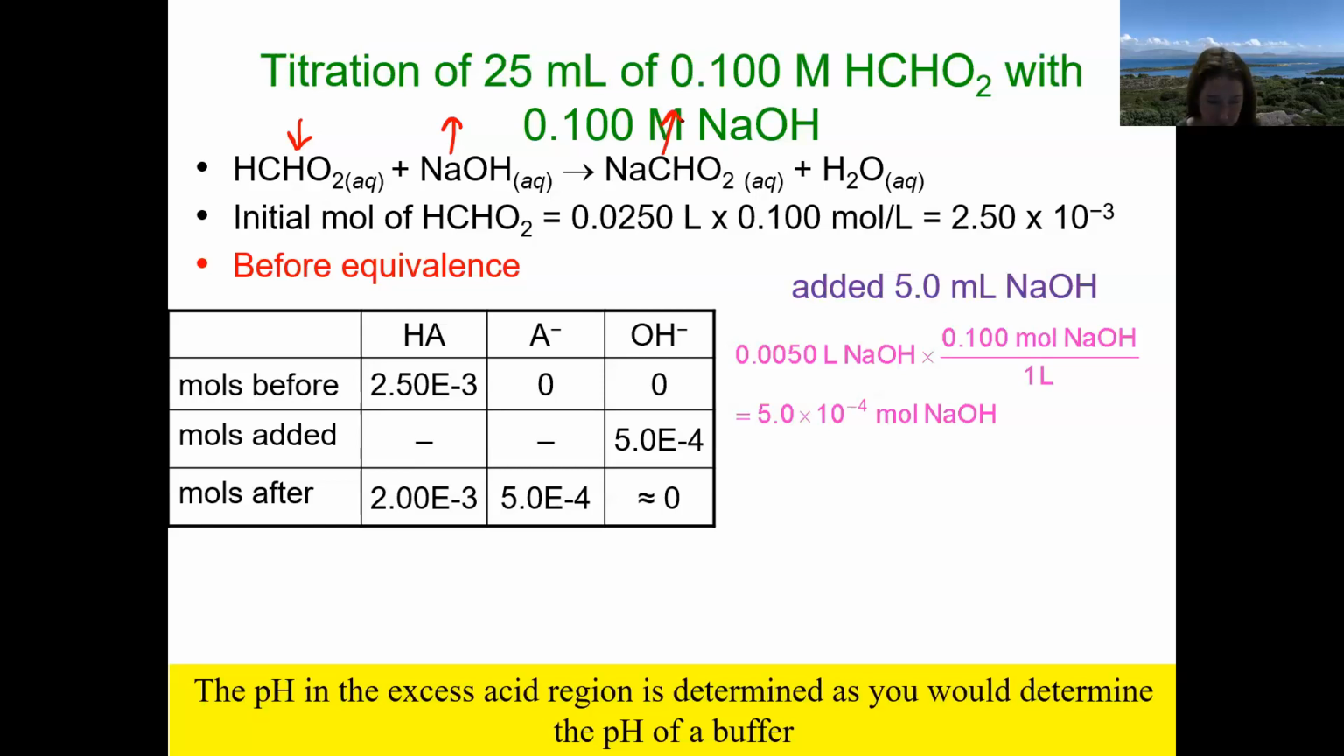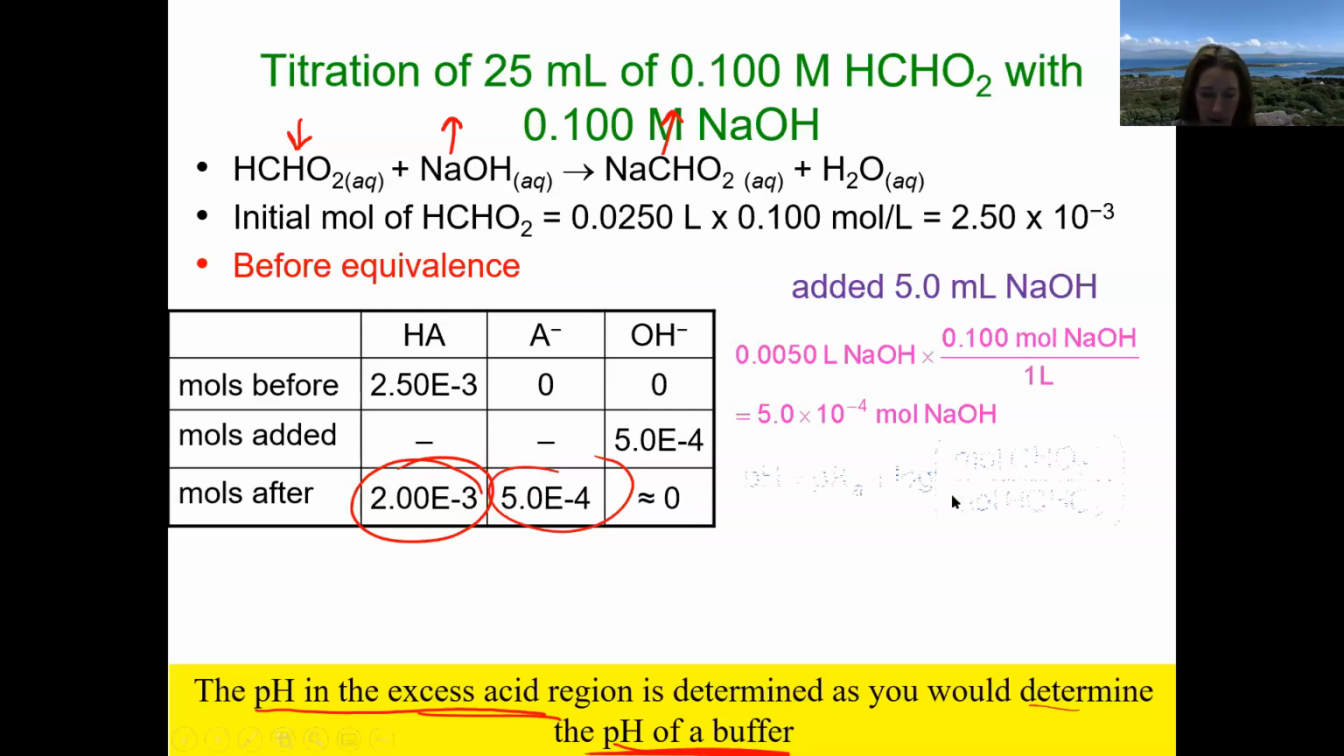It should help. Remember, a moles table is not an ice table, but the pH in the excess acid region is determined as you would determine the pH of a buffer. Remember, pH of a buffer, this is when we can use Henderson-Hasselbalch. Can you use an ice table? Sure, you can use an ice table, but who would want to do that? Let's use Henderson-Hasselbalch. It's easier. And in Henderson-Hasselbalch, you can use moles. You don't have to go to molarity with Henderson-Hasselbalch. So that's a nice thing.